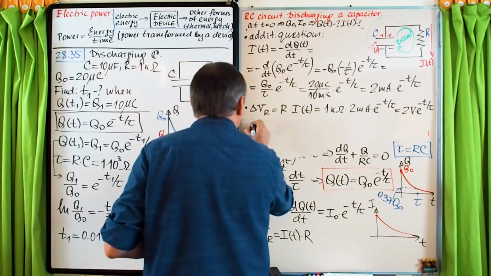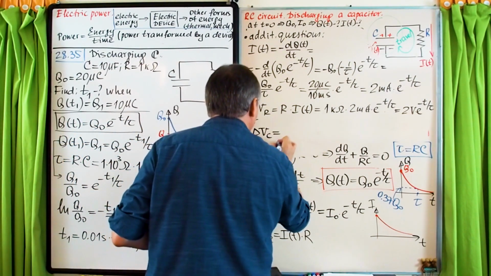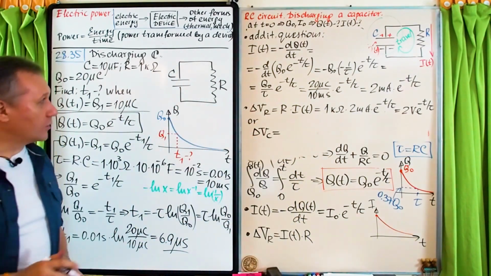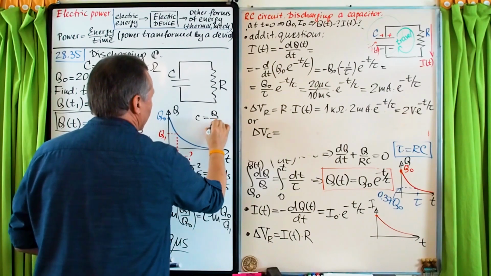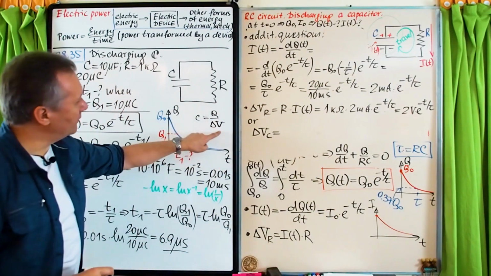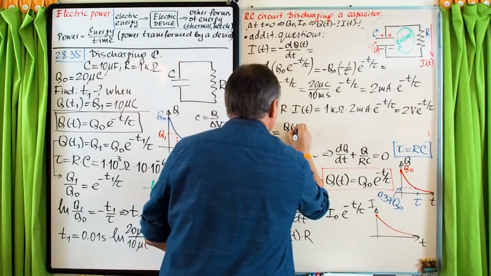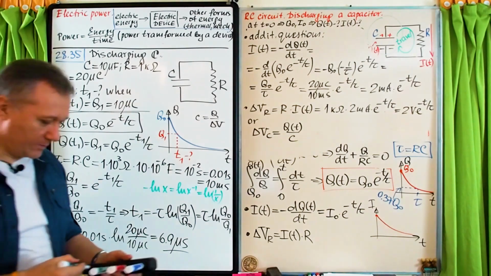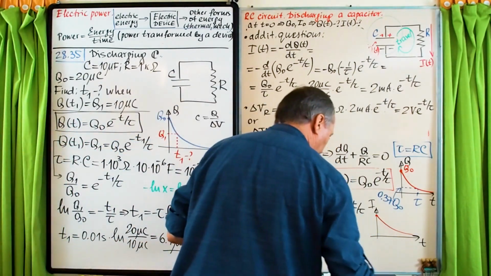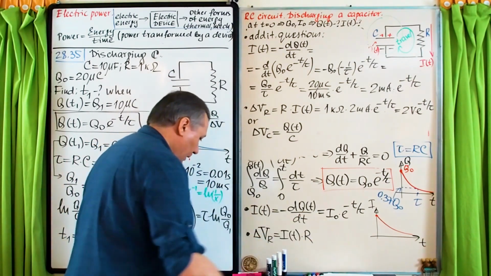Or, as I said, delta V across the capacitor equals, by the definition of capacitance, C equals Q over delta V. So delta V will be Q over C, so Q as a function of time over C. Of course it will be the same. Okay, so that's what I was planning to discuss.